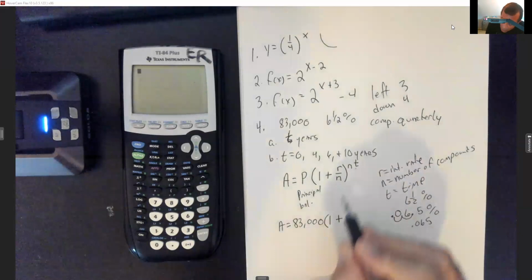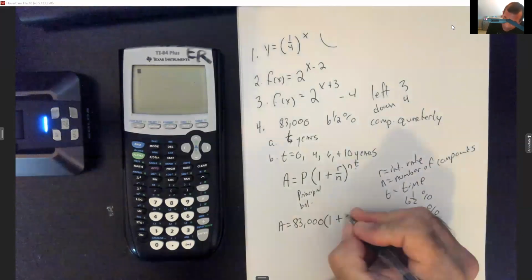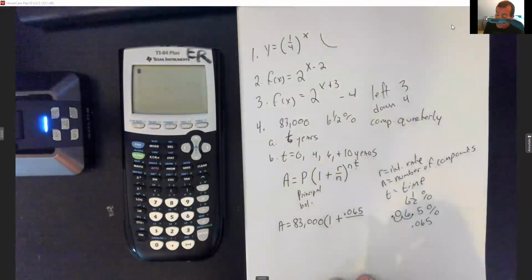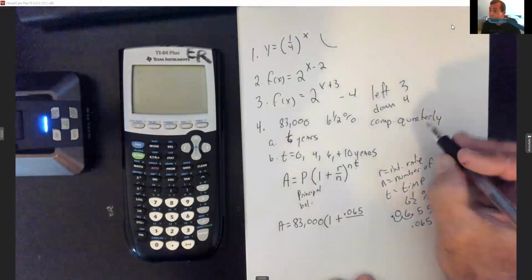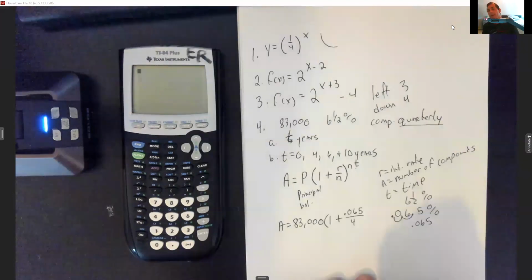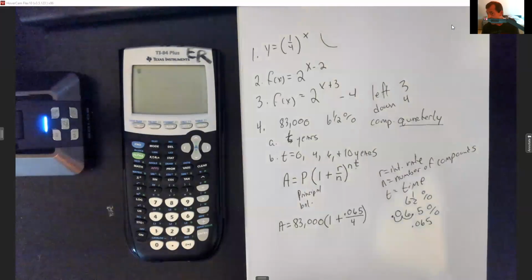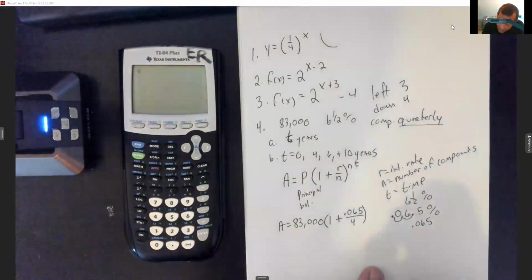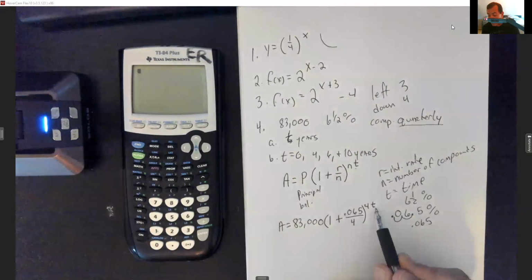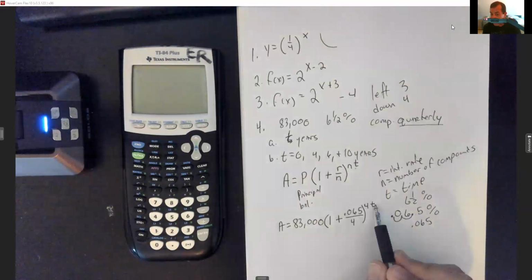That's what I got to put into my R, 0.065, divided by N. N was the number of compounds a year. They told me right here it was compounded quarterly, so that would be 4 times a year. So it'll either be quarterly, which is 4 times, semi-annually would be 2 times, or annually, which would be a 1. All right, then I bring my 4 out here and my T. So T is actually going to be the variable for this. It depends on how much time in years goes by before I can find my actual balance.